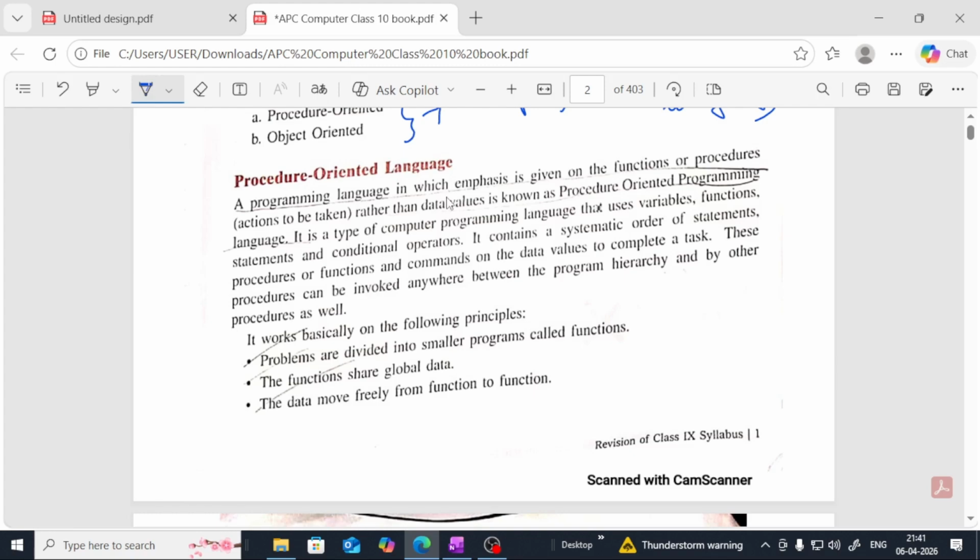Procedure oriented language. What is a procedure oriented language? A programming language in which emphasis is given on the functions or procedures rather than data values is known as procedure oriented programming language. Okay, memorize this. What is procedure oriented language? A programming language in which emphasis is given on the functions or procedures rather than the data values is known as procedure oriented programming.